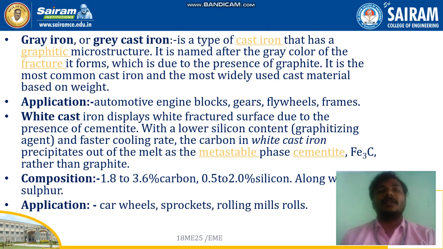The composition of this white cast iron is 1.8 to 3.6% carbon and 0.5 to 2.2% silicon, along with a small content of sulfur. The major application of this white cast iron is car wheels. We can see wheels manufactured using this white cast iron, the sprockets inside the engines, and the rolls in rolling mills.